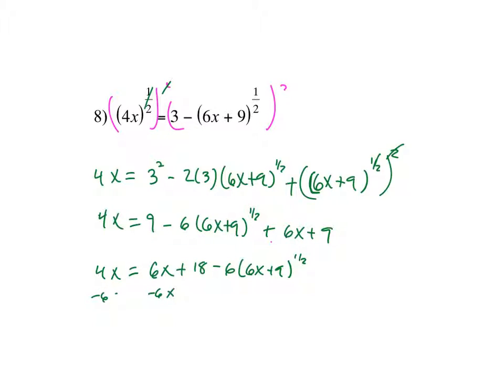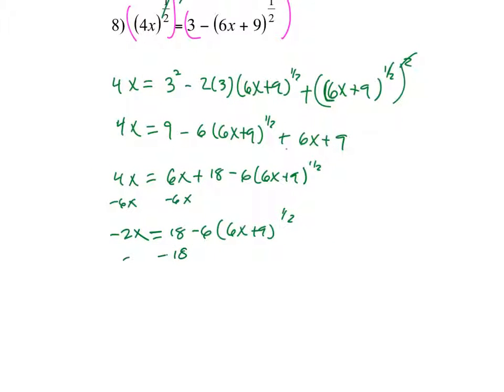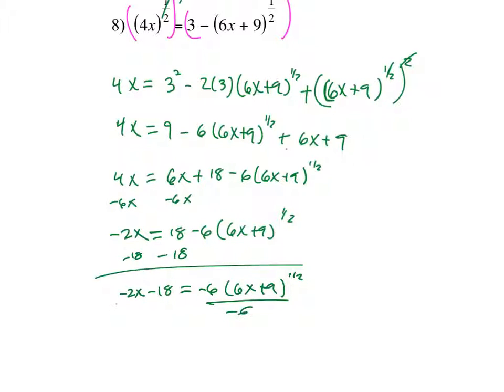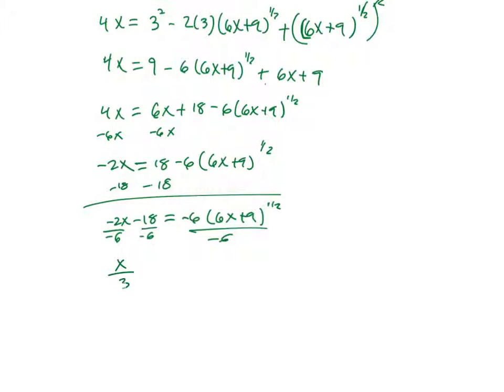So minus 6x, so negative 2x equals 18 minus 6 times 6x plus 9 to the 1 half. Now minus 18 on both sides. So negative 2x minus 18 equals negative 6 times 6x plus 9 to the 1/2. Right here, I'm going to divide everything by negative 6. So that means that I have x over 3 plus 3 equals 6x plus 9 to the 1/2.